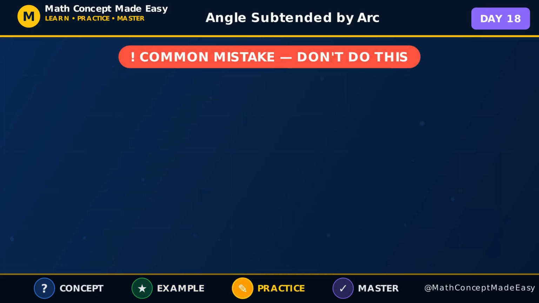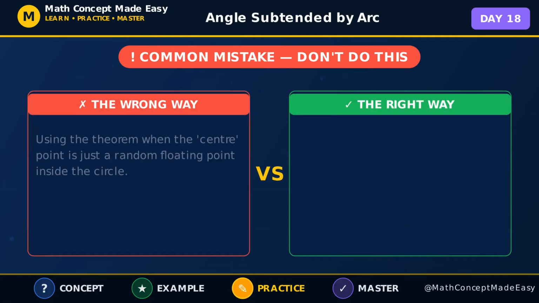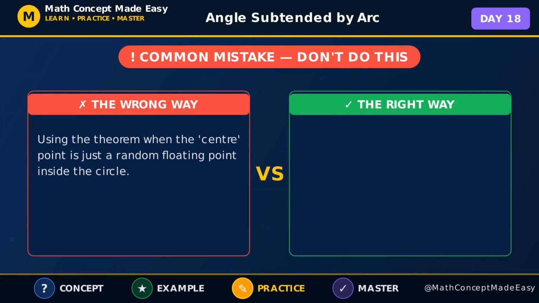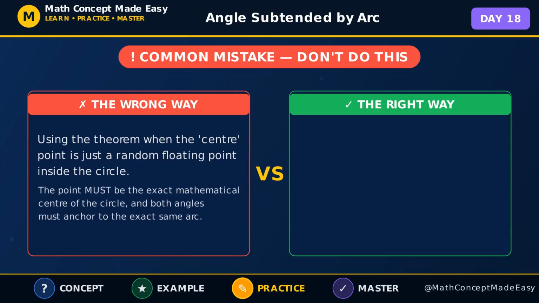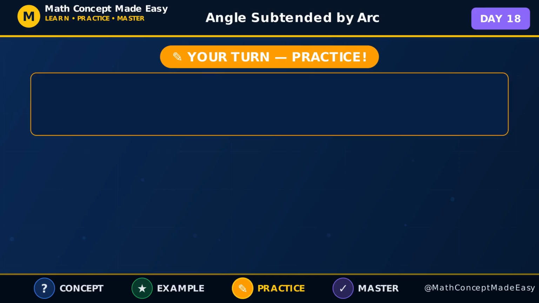Now, a quick warning, because I see students lose marks on this every single year. Before I show you, think about what could possibly go wrong here. 3, 2, 1. Using the theorem when the center point is just a random floating point inside the circle. The point must be the exact mathematical center of the circle, and both angles must anchor to the exact same arc. Compare the wrong way and the right way on screen, and promise yourself you will never fall for this one.